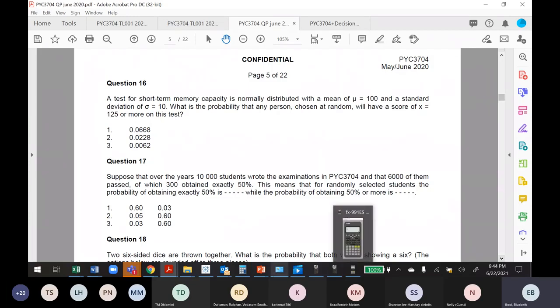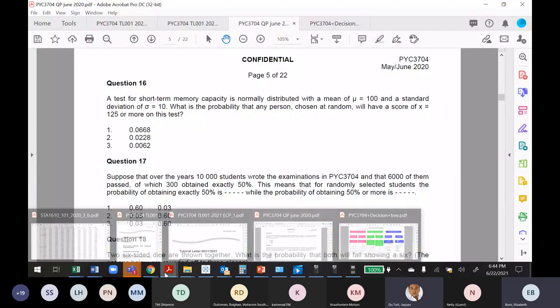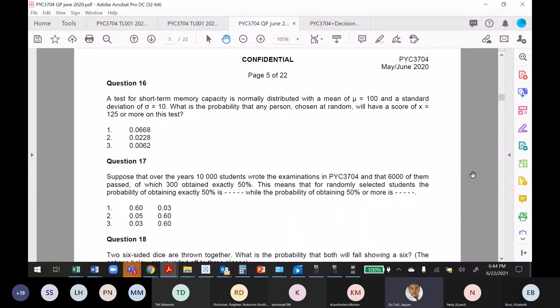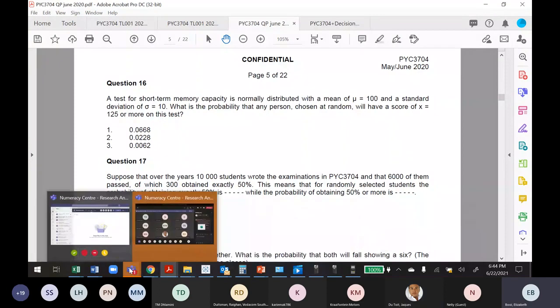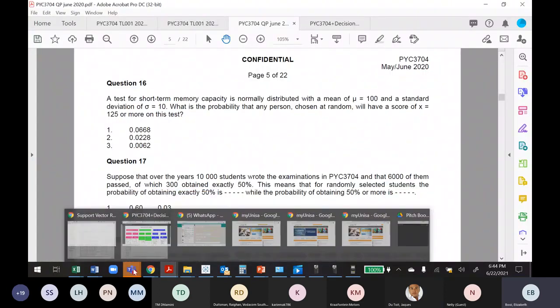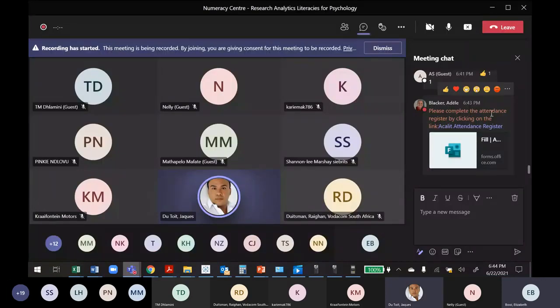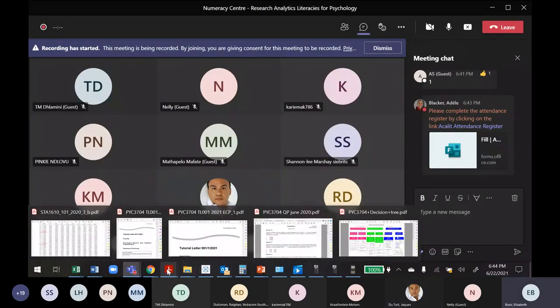Okay, so here we're talking about Elizabeth. Yes. Just a reminder that the students need to complete the attendance register. Yes, we did post it. I did mention it. I will mention it again. So you have posted it. Thank you. Yes, ma'am. I will remind them again as well before we leave today.